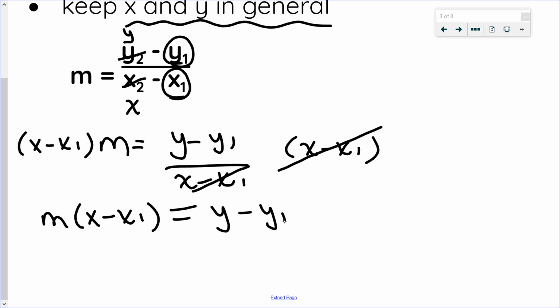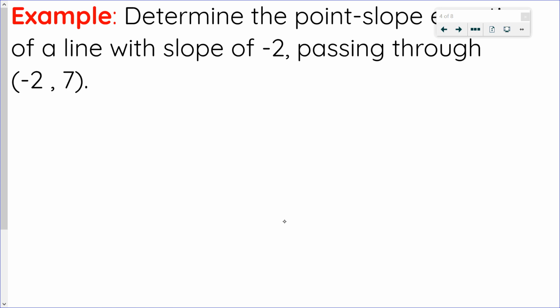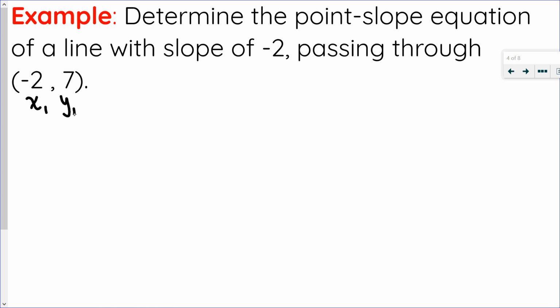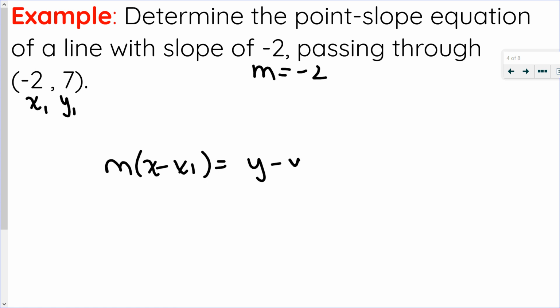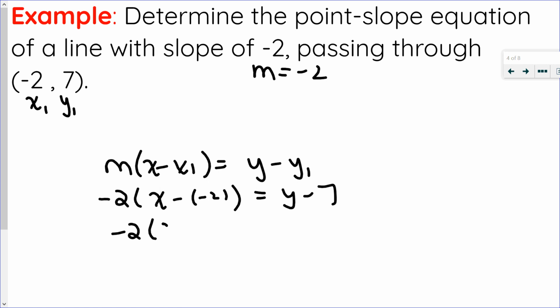So let's go back to that example we just did in slope intercept form and come up with the equation in point slope form. My point that I'm passing through is (-2, 7). So that's x1, y1. The slope that I have is -2. So let's write out our formula that we just did: m(x minus x1) equals y minus y1. Now let's plug in what we know. The slope is -2, and I have -2 times (x minus -2) equals y minus 7. If I take away a negative, two negatives make a positive, like adding a 2. So -2(x + 2) equals y minus 7. So that is the point slope form.